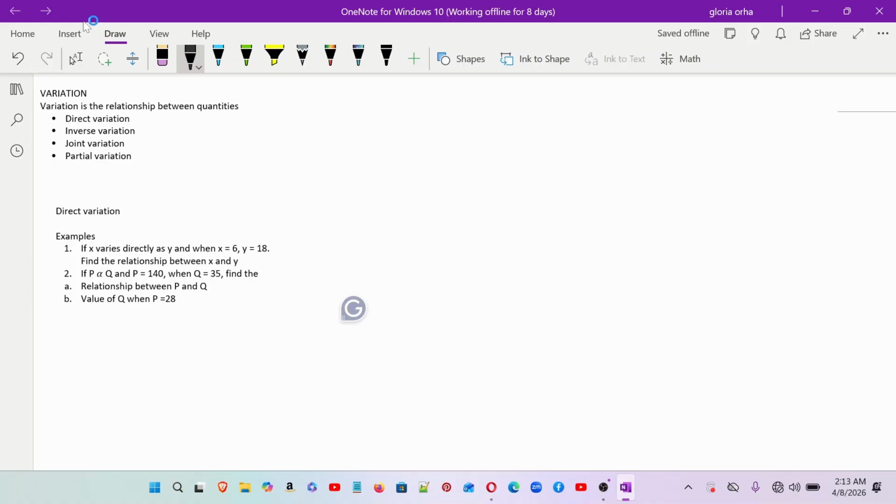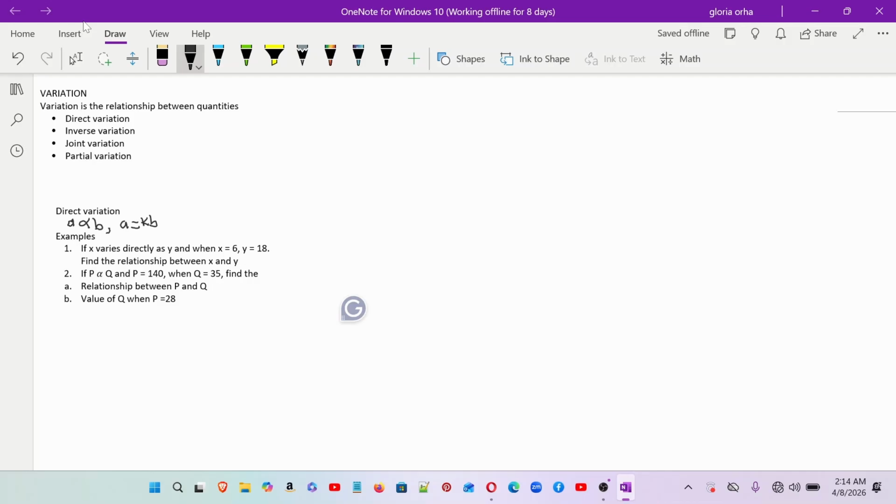I want to look at the first variation, which is direct variation. When I'm talking about direct variation, the increase of a quantity will lead to the increase of another quantity, while the decrease of one quantity will lead to the decrease of another quantity. And direct variation is represented by A varies directly as B, or we can also write it as A equal to K times B, where K is the constant. So let's look at these questions.